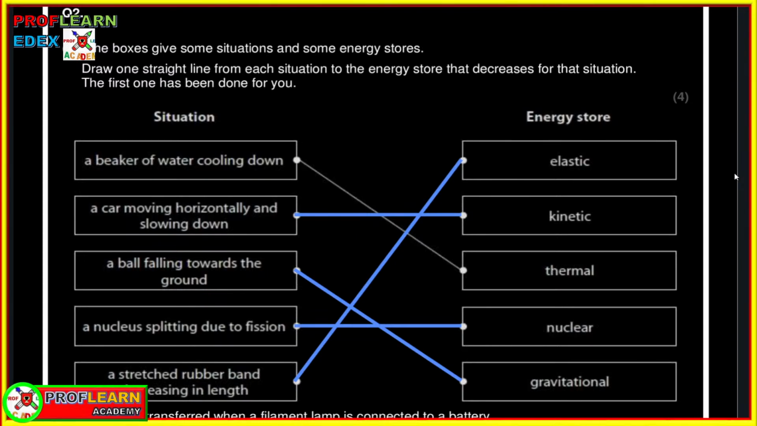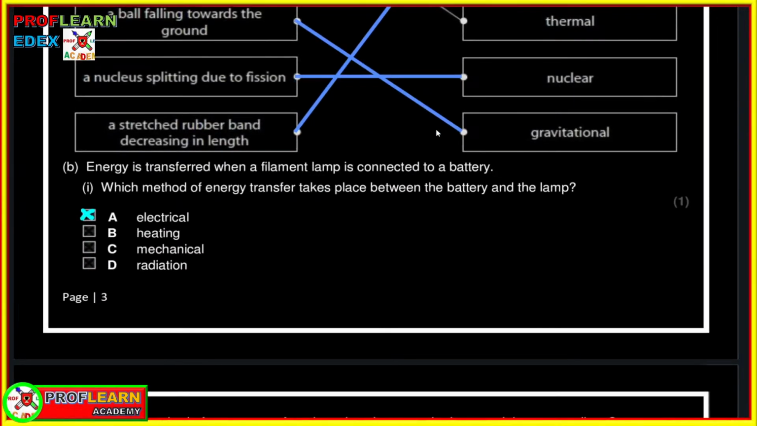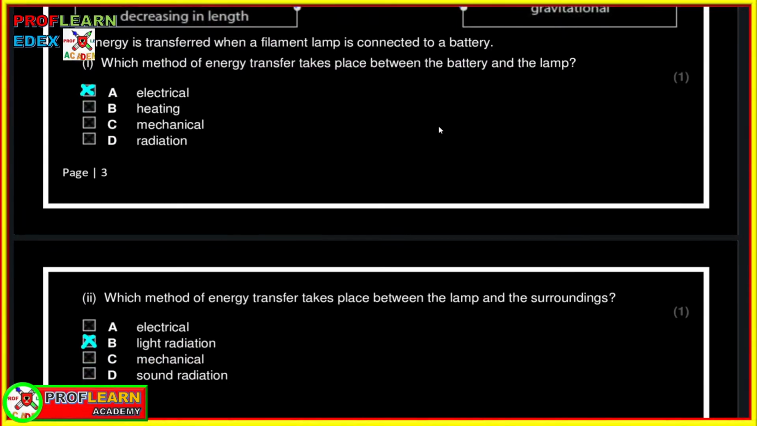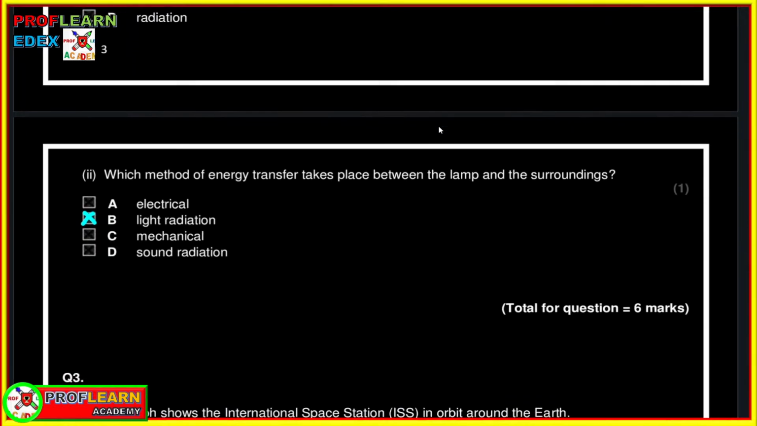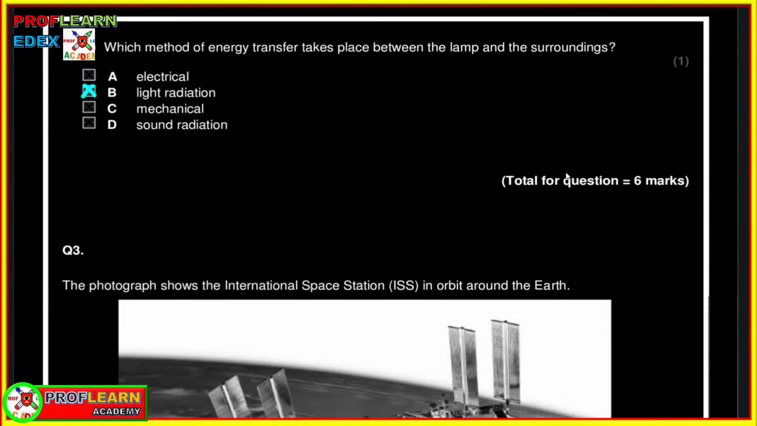So, all right, you can see that is exactly what we are supposed to do. Energy is transferred when a filament lamp is connected to the battery. Which method of energy transfer takes place between the battery and the lamp? That is electrical energy. Which method of energy transfer takes place between the lamp and the surroundings, of course? That is light radiation.